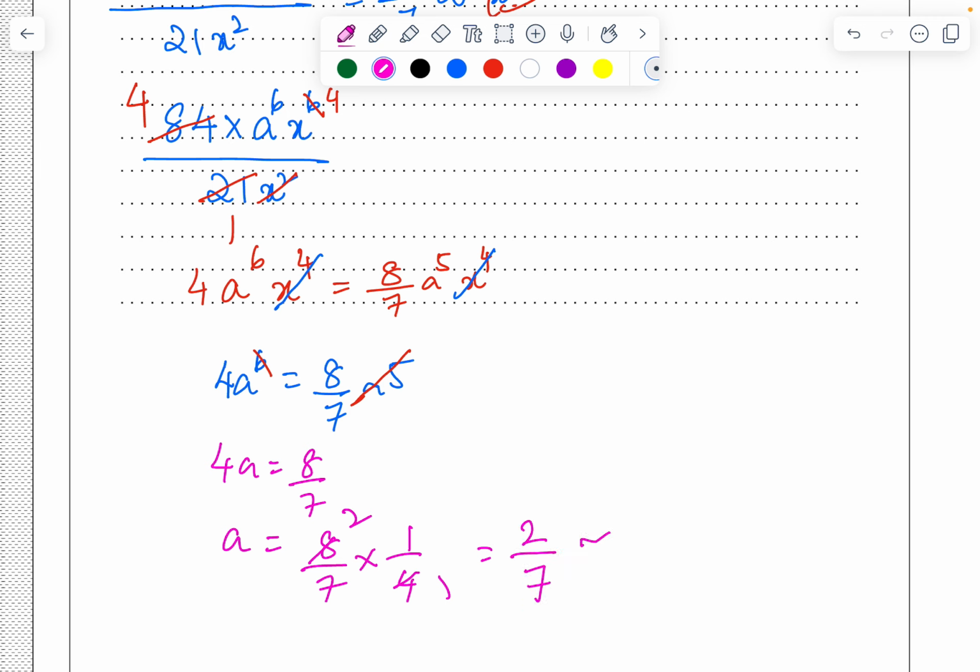If you change this one to 3 significant figures, first let me write the calculator display, then I will change to 3 significant figures. 0.2857 as 3 significant figures. So the value of a is 0.286.